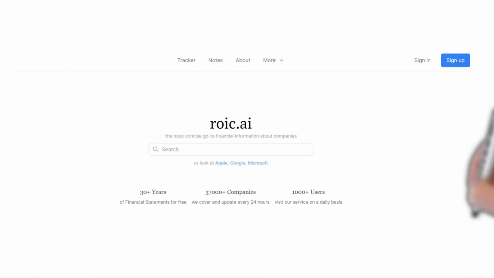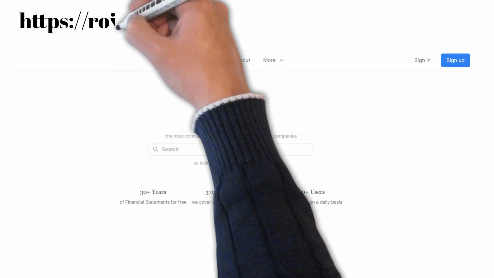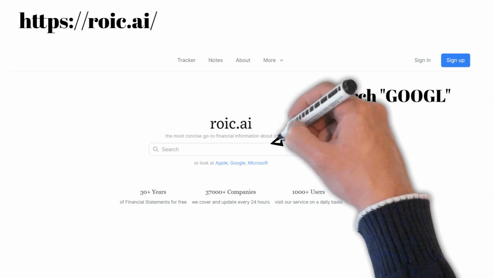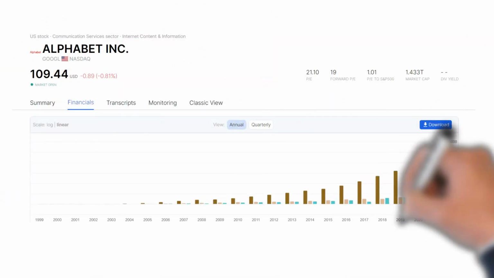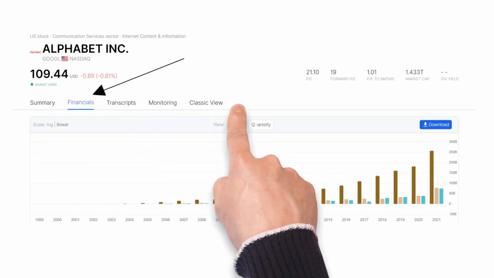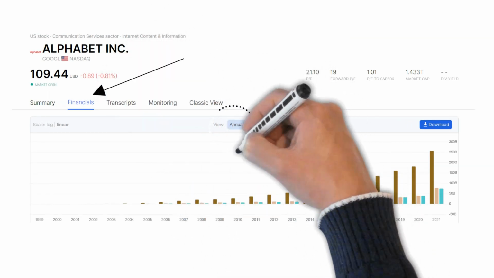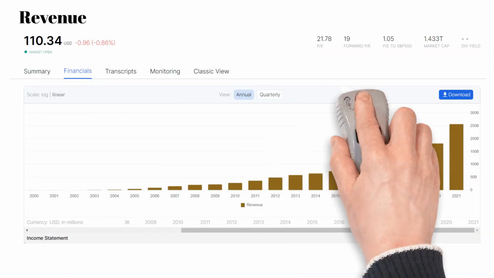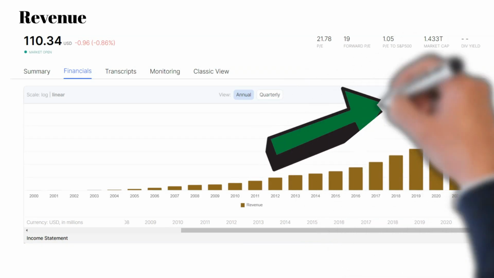I found a very good website to screen for the financial data. Click on it, search Google, then select financial. We will be able to select the financial data that we want to plot. I will be focusing on the annual value. Look at the revenue of Google. It is clearly an uptrend. It generates more and more revenue over the years.